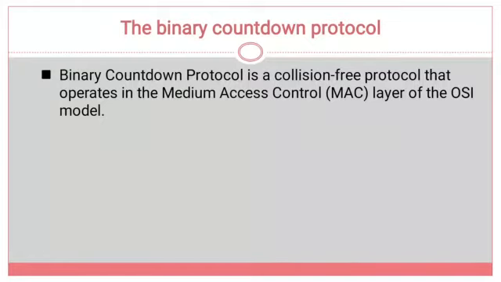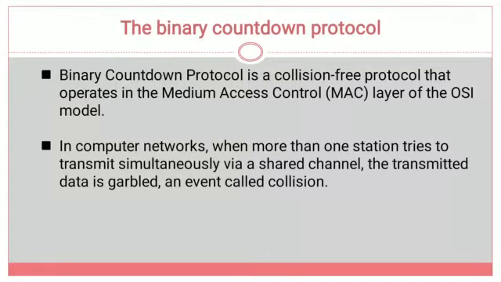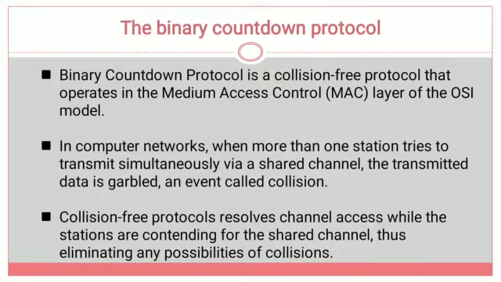In the data link layer, these sublayer protocols are used for collision free operation, meaning to eliminate collisions, because when multiple stations want to transmit a packet simultaneously using the shared channel, the transmitted data is corrupted due to collisions. So to eliminate those collisions, we are using various protocols. Here we are using the collision free protocol, which resolves the channel access while the stations are contending for the shared channel, thus eliminating any possibility of collisions.